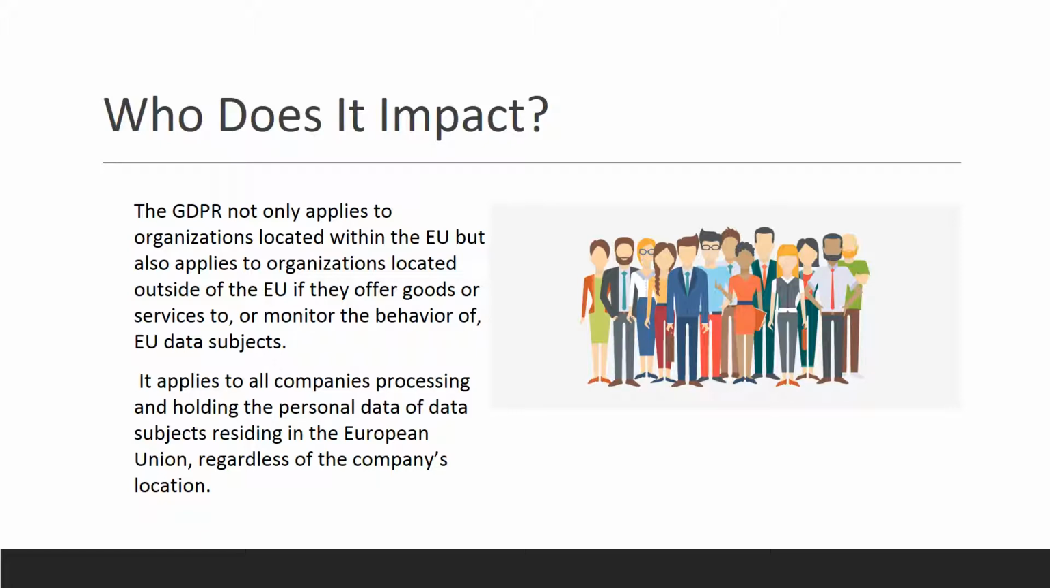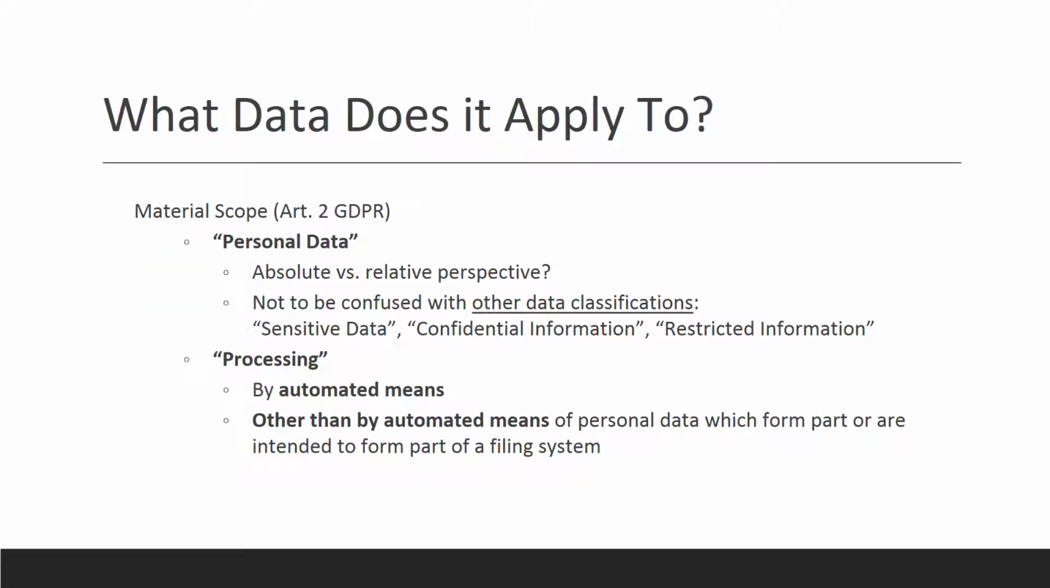What data does it apply to? The material scope defines that it applies to data such as personal data, which we've already defined for you but should not be confused with other data classifications such as sensitive data, confidential information, or restricted information. It also applies to processing, which is generated by automated means or other than by automated means.